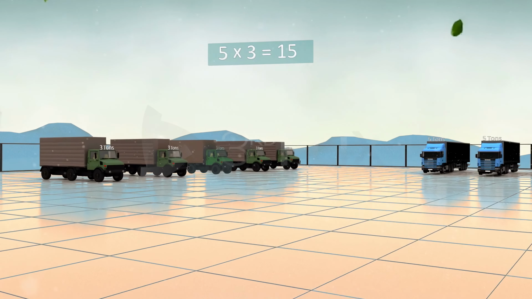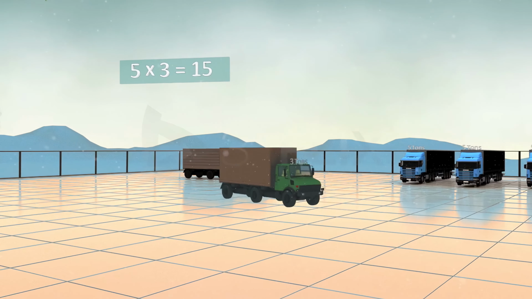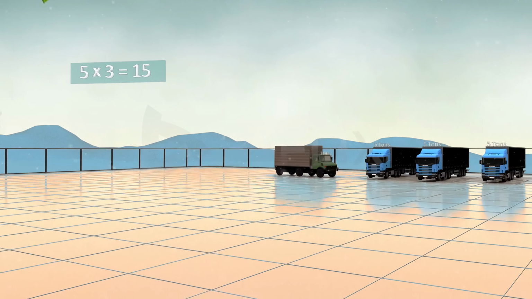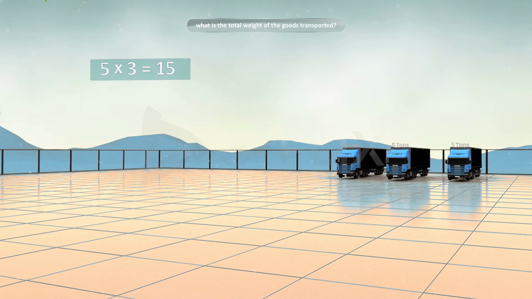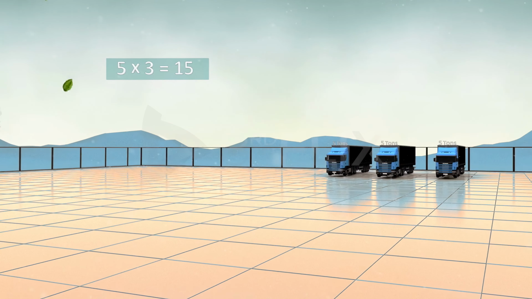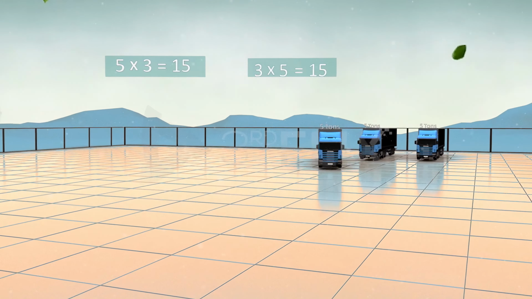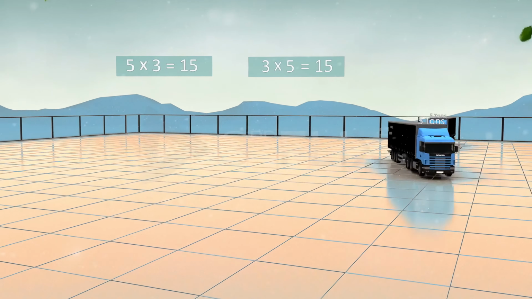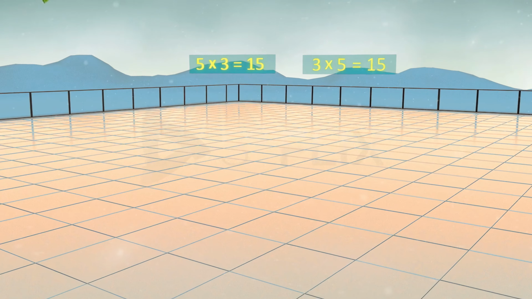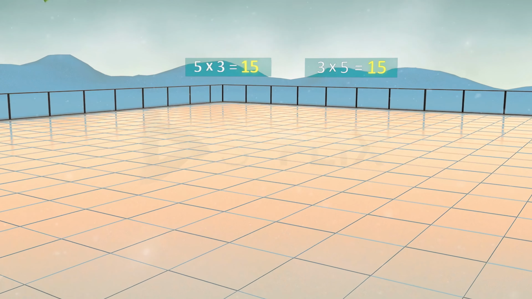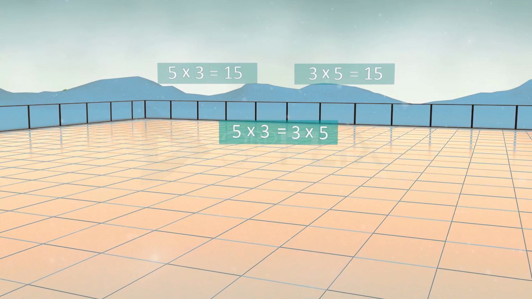Next time, all the lorries transported the goods in full capacity. Then, what is the total weight of the goods transported? 3 lorries with 5-ton capacity mean 3 multiplied by 5 equal to 15 tons. Here, in both situations, the total weight of the goods transported is the same. 5 multiplied by 3 equals to 3 multiplied by 5 equals to 15.